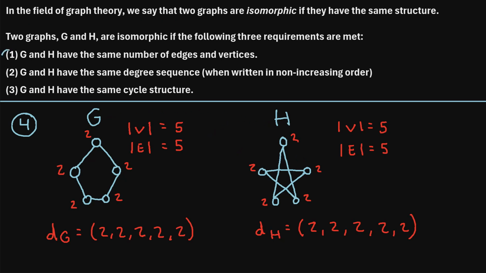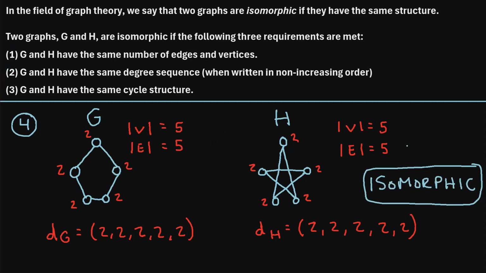So because all 3 requirements are met, we would say that G and H are isomorphic. So for our final answer here, we will write G and H are isomorphic. And if we wanted to write that mathematically, we would write it like this. G is isomorphic to H. So hopefully you saw through these 4 examples that if you just work through each of these 3 requirements in this order, you should be able to determine if any 2 given graphs are isomorphic or not.